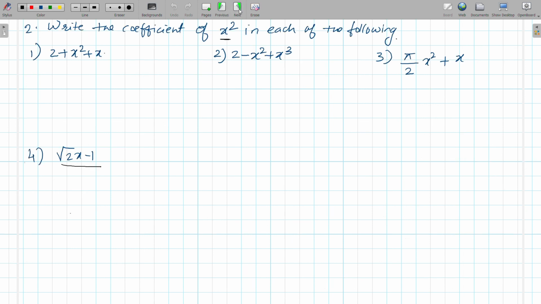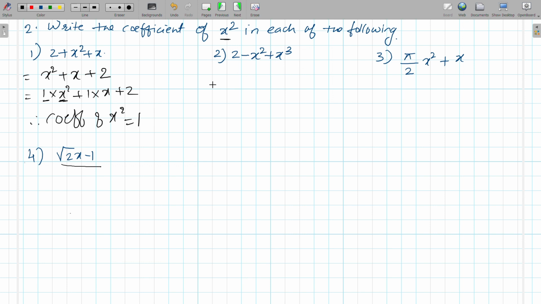Now we'll move on to the next question. It says, write the coefficient of x square in each of the following. We need to see x square only. Here, the best practice is always to write the expression in the proper format. So I will write x square plus x plus 2, right? This can be written as 1 into x square plus 1 into x plus 2. So here the coefficient of x square is 1. Therefore, the coefficient of x square is equal to 1.